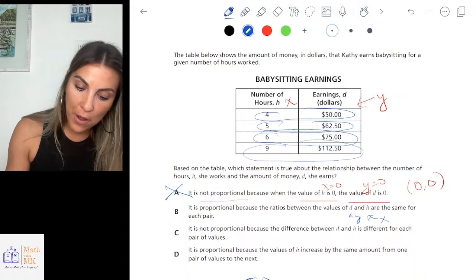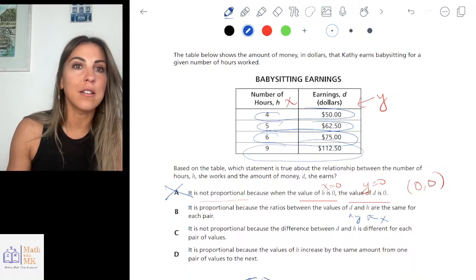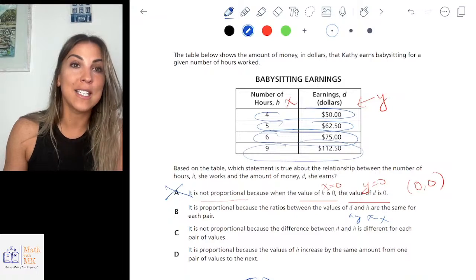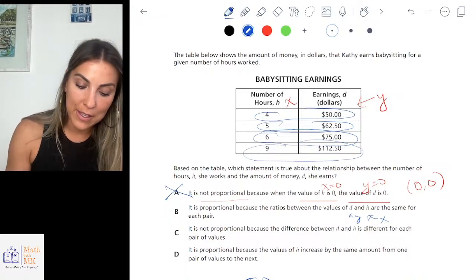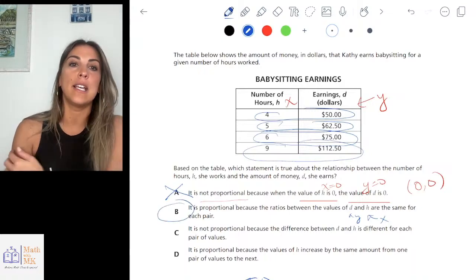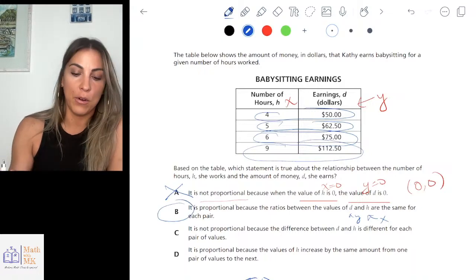So 12.5 here is our constant of proportionality. It was the same value no matter which ordered pair I picked. So that tells me that yes, B is correct. This is a proportional relationship for that reason.